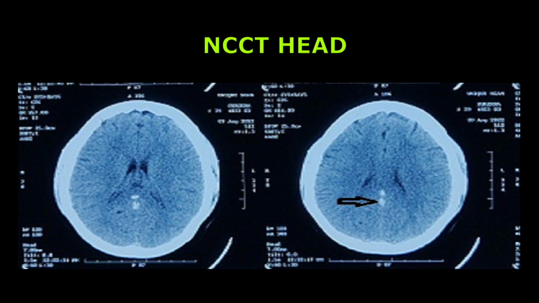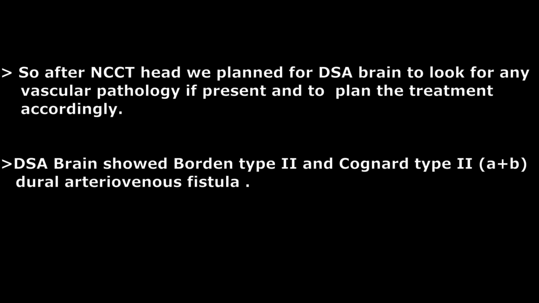This is the plain CT head showing the hyperdense lesion marked with the arrow. So after plain CT head, we planned for DSA brain to look for any vascular pathology if present. DSA brain showed Borden type 2 and Cognard type 2A plus B dural arteriovenous fistula.